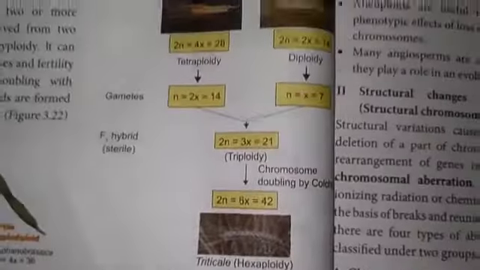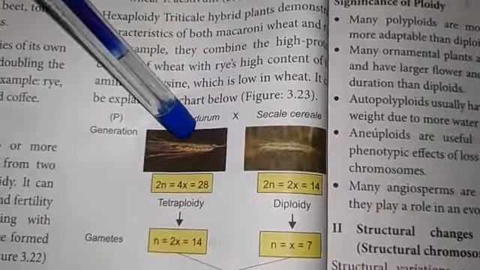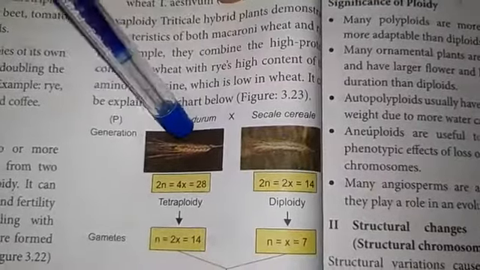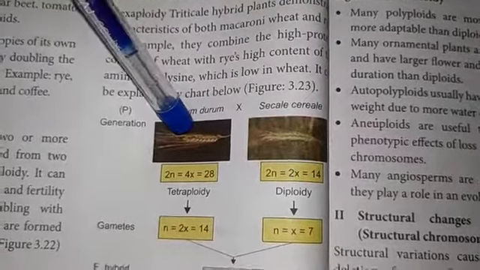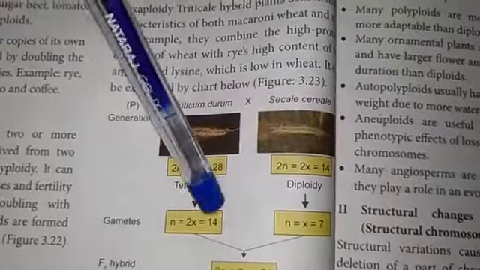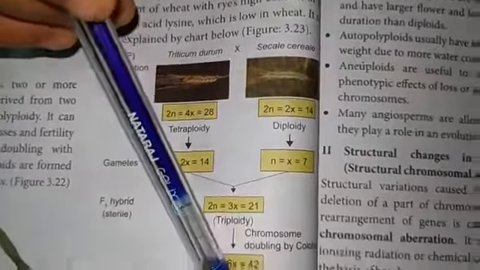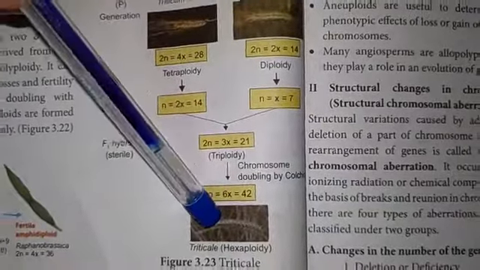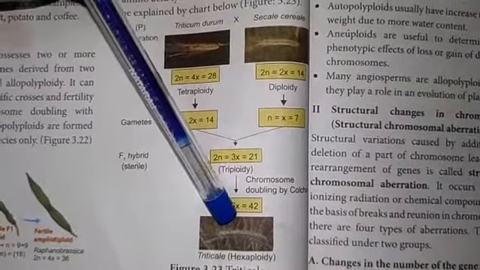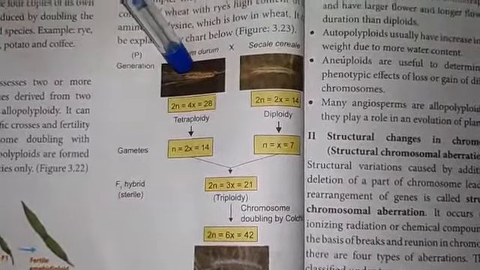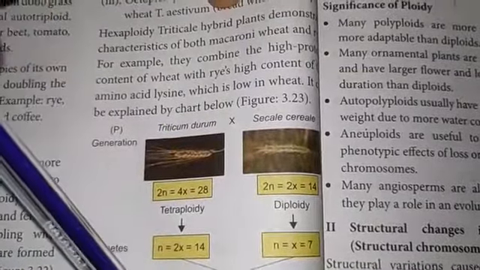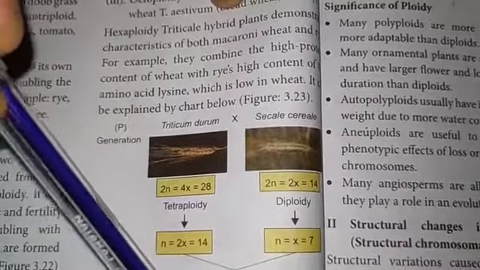The macaroni wheat contains high protein content and the rye contains the amino acid lysine. Both characteristics are found in the hexaploid triticale, which has high protein content and also the amino acid, which is absent in the macaroni wheat. But the triticale possesses both the amino acid lysine and the wheat protein.